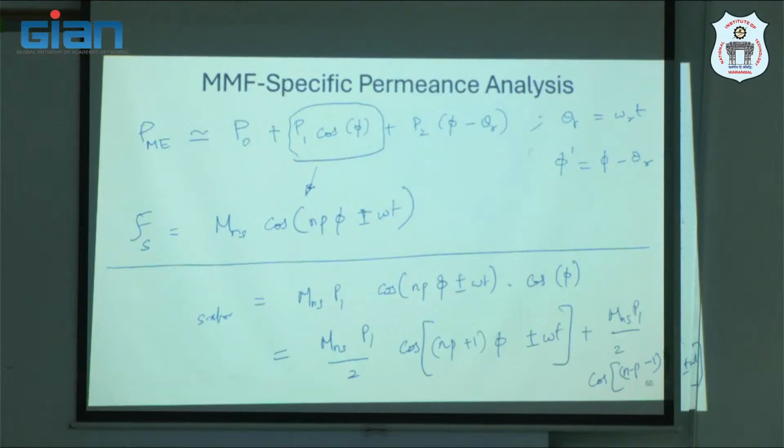So the phi terms get added and subtracted: NP plus 1 phi and NP minus 1 phi. There will be 2 terms. So this is all from the stator frame of reference, right? So we have to now look at the same flux density from the rotor frame of reference.